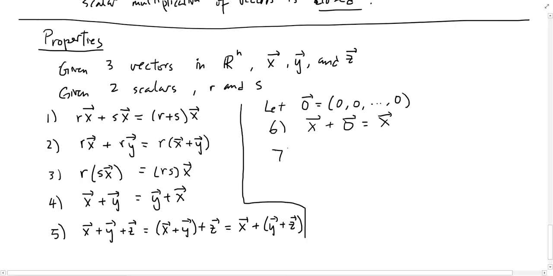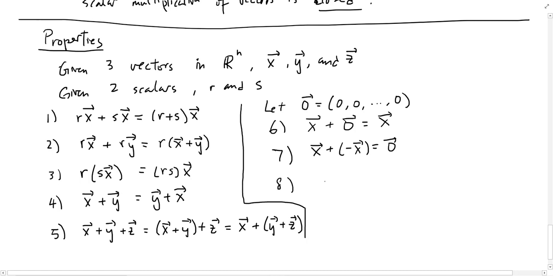Number 7. What happens when you add vector x to something called negative vector x? Well, that gives you the 0 vector. And this is called the inverse property for addition. The negative vector x is basically -1 times x, and is called the inverse of x for addition. Sometimes it's called the opposite of x.